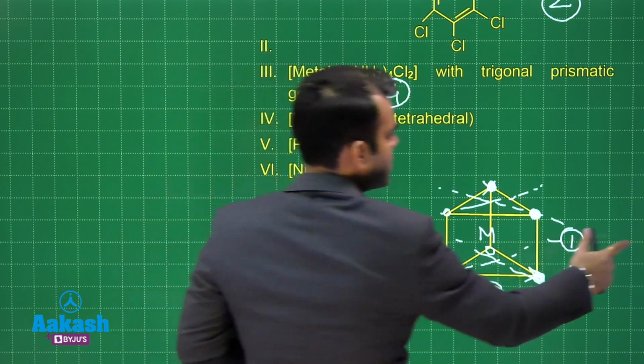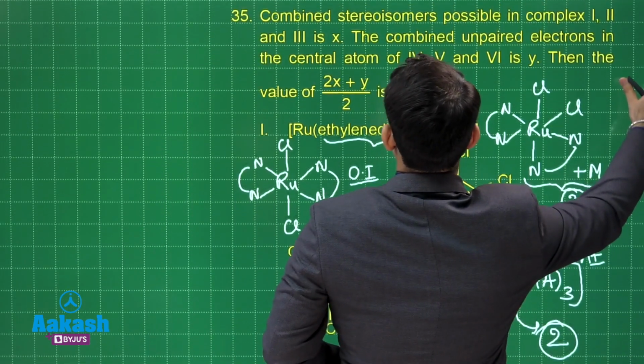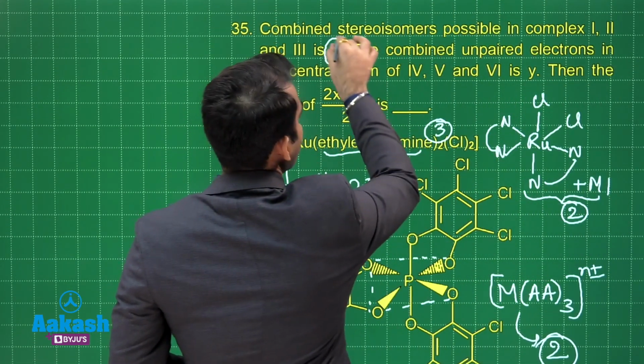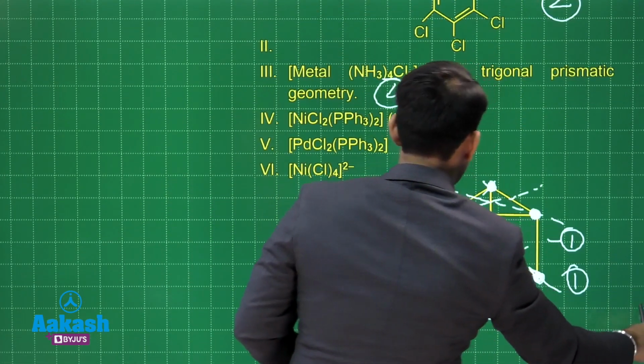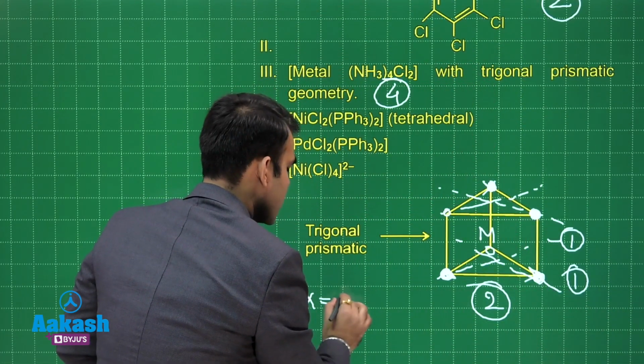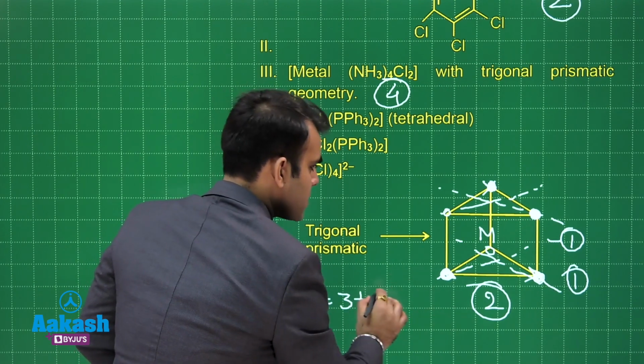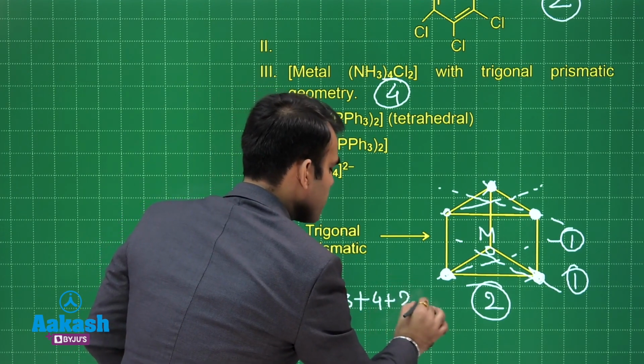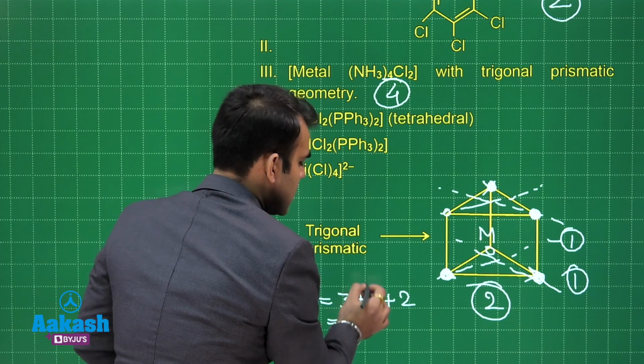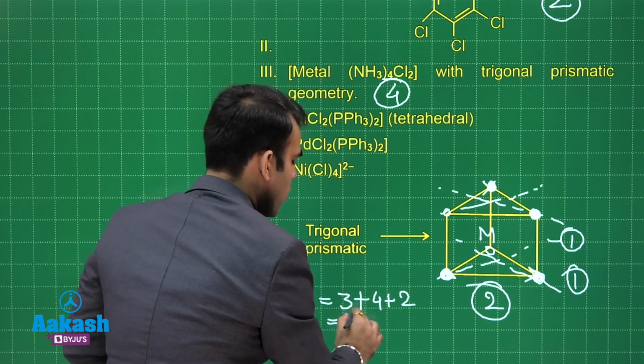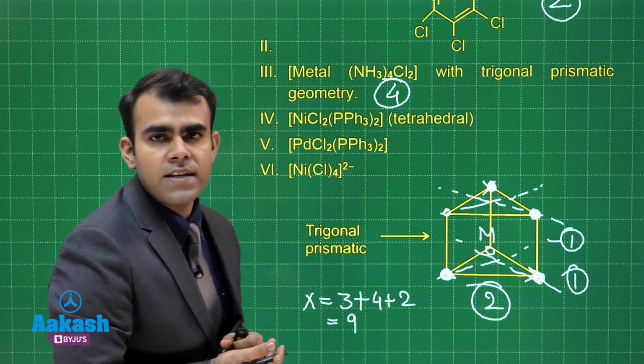Now the question says that X is the total value of combined stereoisomers. So the value of X from here is 3, plus 4 from here and 2 from the second case, that is 3 plus 2 is 5, plus 4 is 9. So my value of X is 9.